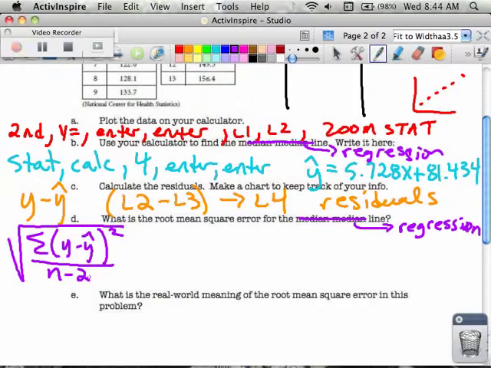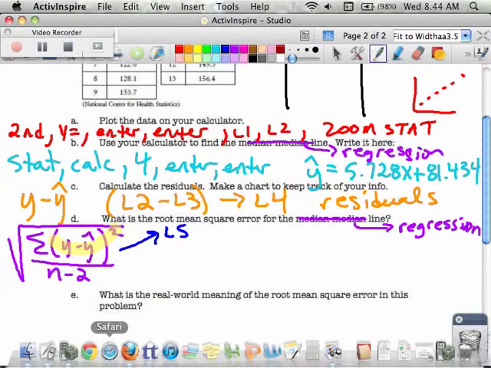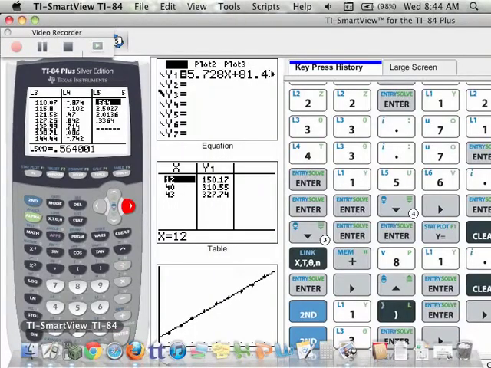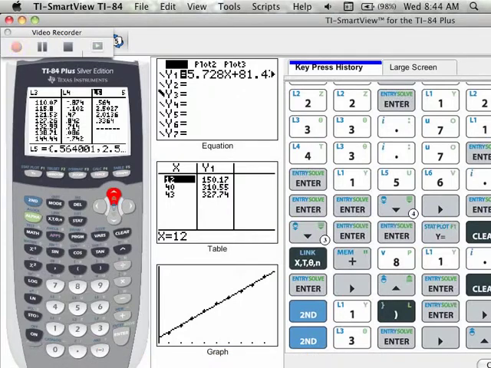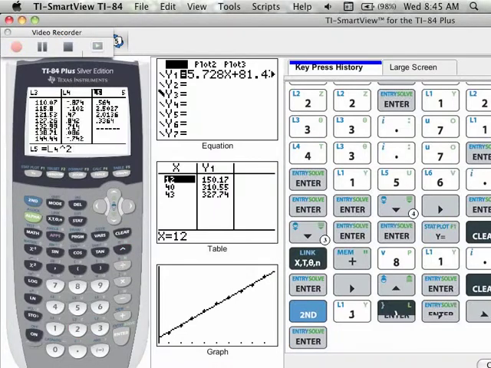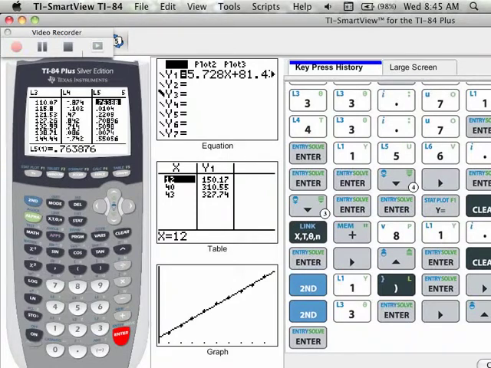So let's go into L5 and put L4 squared. This stuff right here, I'm going to put into L5. So let's go to L5, arrow up, hit clear. It's now empty. I'm going to square everything in L4. So I go second, 4, and then I square it and hit enter. All of this information in L5 now was every single residual that we found squared.